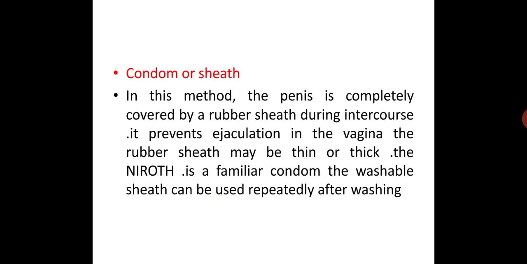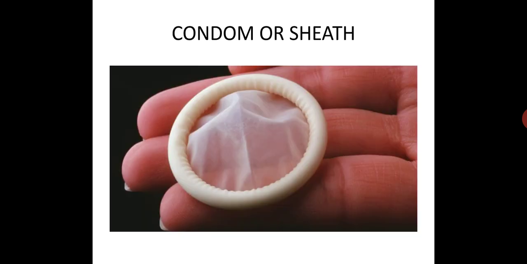The next method is the condom or sheath, which is used by the male. In this method, the penis is completely covered by a rubber sheath during intercourse. It prevents ejaculation in the vagina. The rubber sheath may be thin or thick. Nirodh is a familiar condom, a washable sheath. It can be used repeatedly after washing. This is a condom or a sheath.